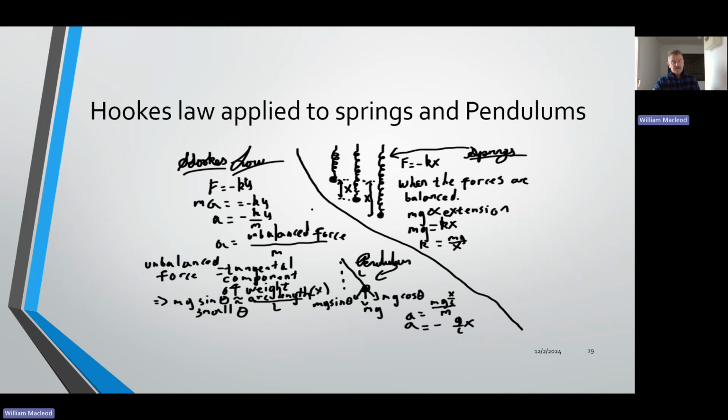For the spring, what you can say is that mg, the weight, is equal to the force, and the force is equal to kx. So k would be equal to mg divided by x, x being the displacement from the equilibrium position. Okay, so that's Hooke's law for us.